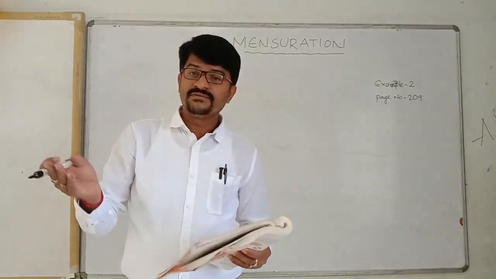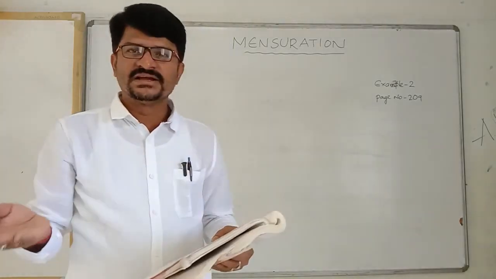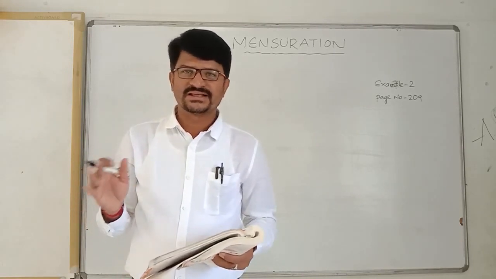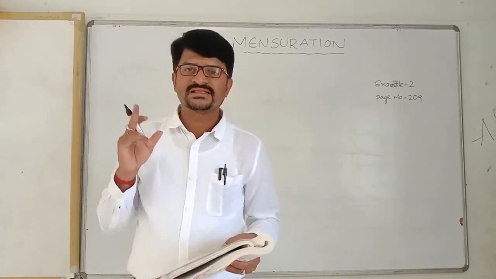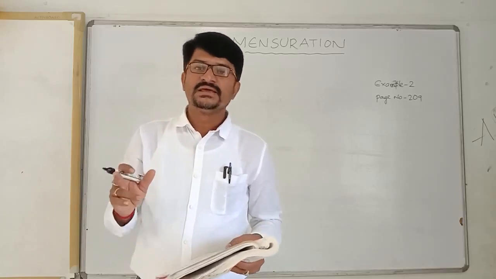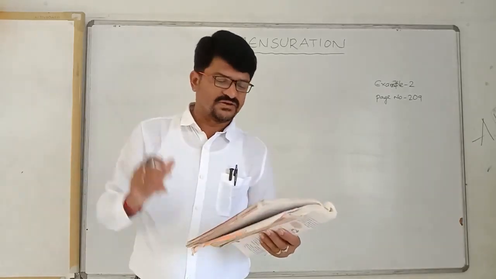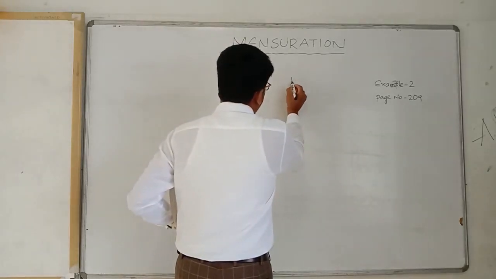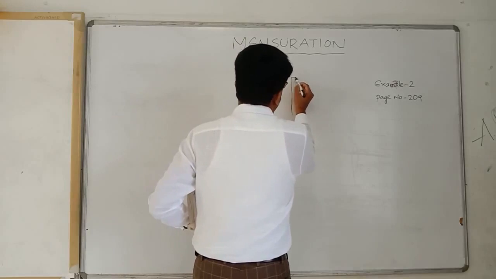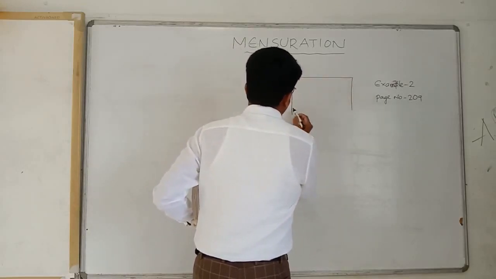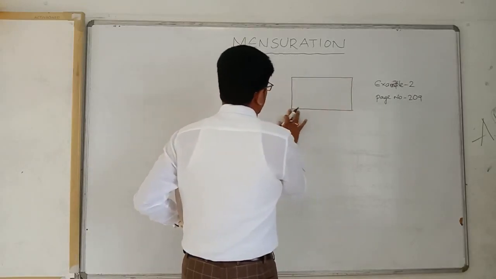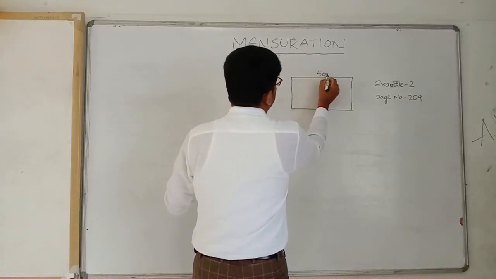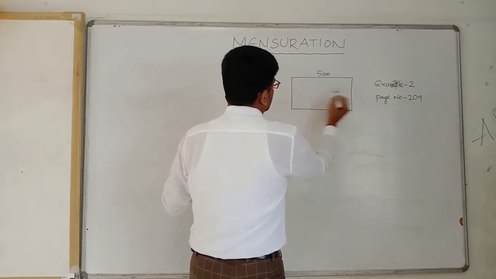Nowadays in cities, every early morning people are doing walking, and some walking tracks are like that. Here also, one athlete is given. He takes 10 rounds of a rectangular park. The rectangular park is like this. Am I right? How much is the length of this rectangular park? 50 meters. And how much is the breadth?